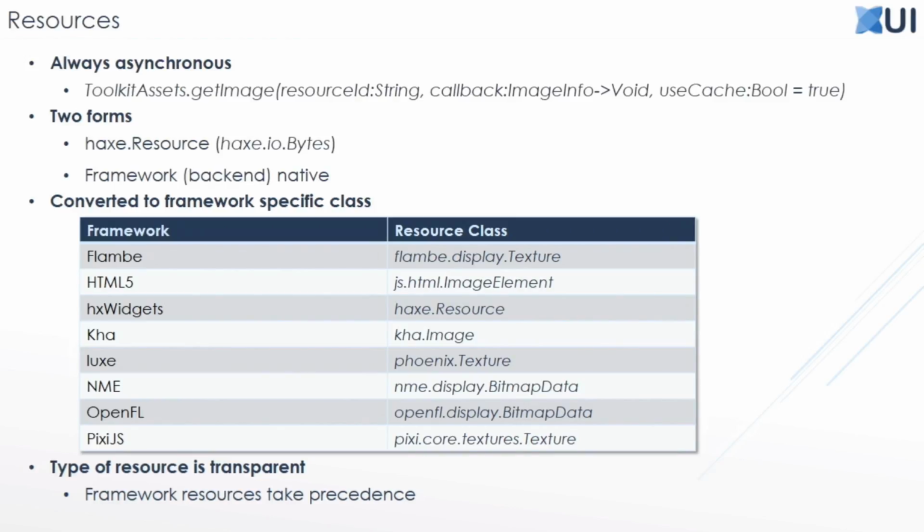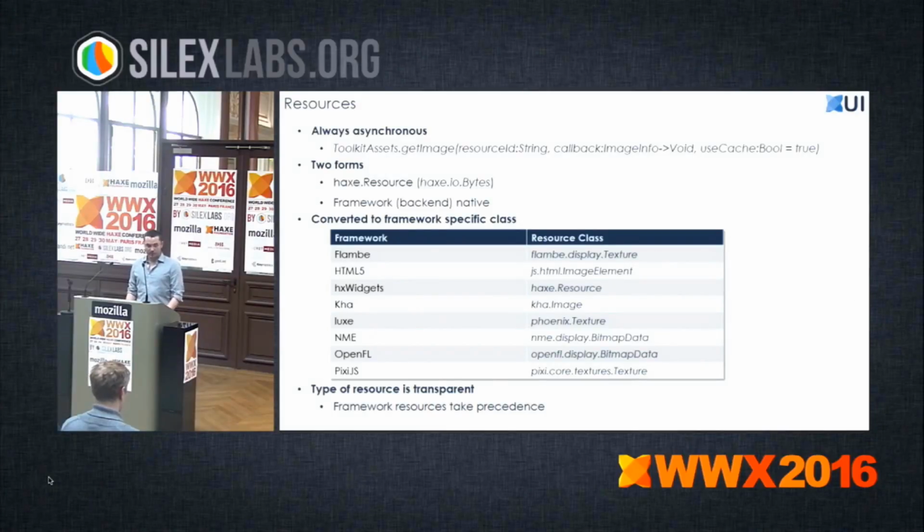It's also, of course, totally asynchronous. Every asset is asynchronous. This just makes sense. I think there's very few frameworks that even have synchronous resources. I think wxWidgets could handle it, but the other ones use asynchronous anyway, so it's no problem. Now, the important part about the resources is they're totally transparent to the users.